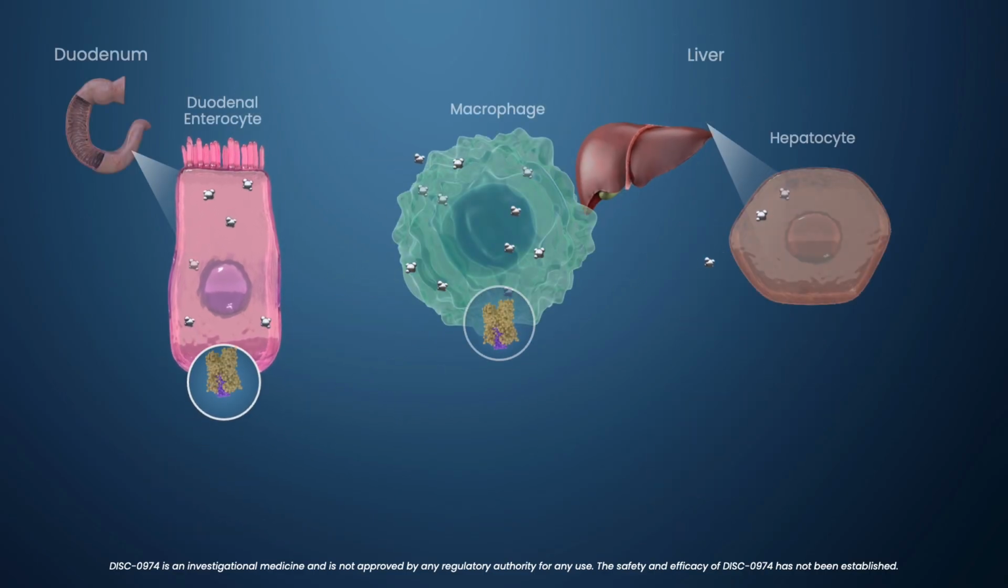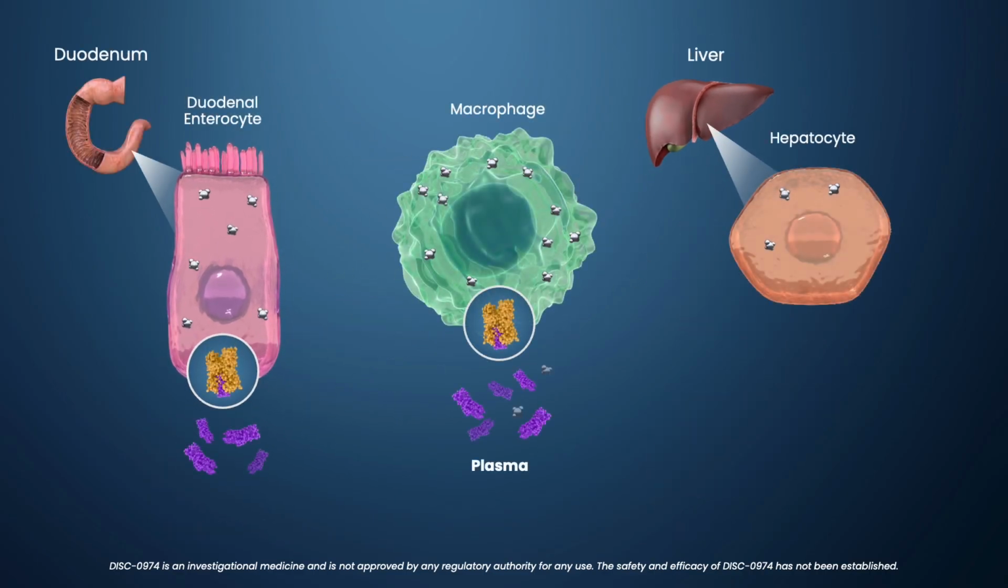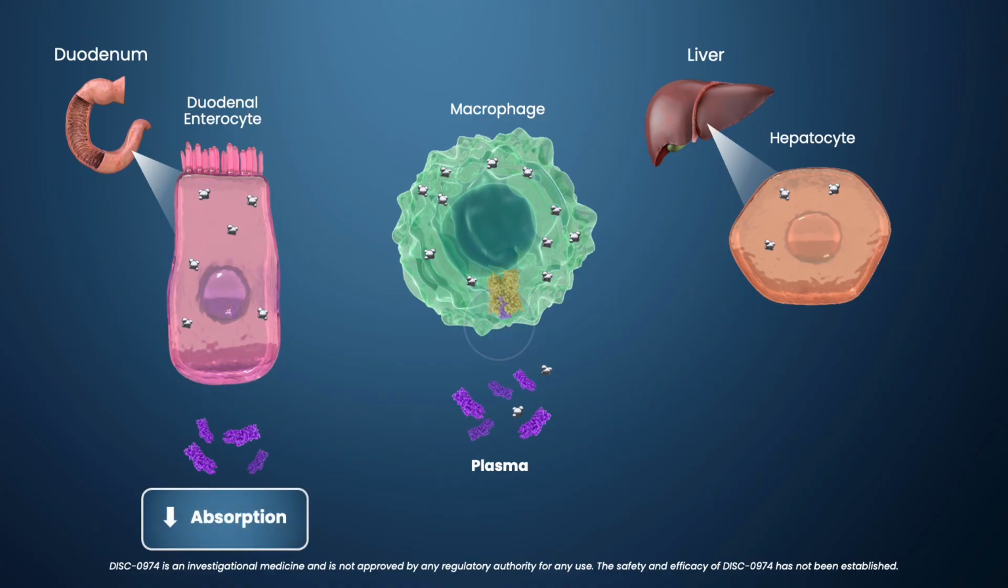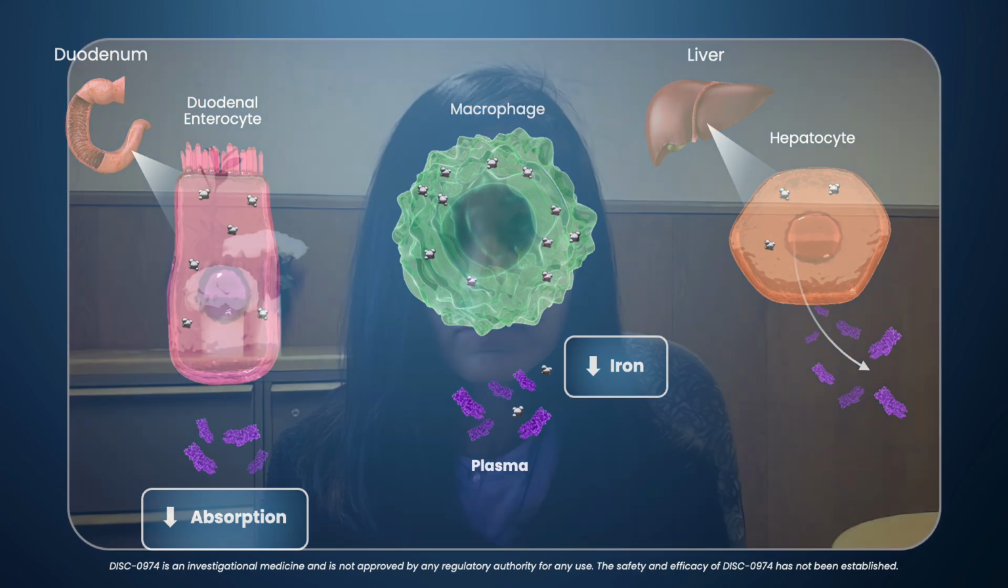Increased hepcidin contributes to anemia primarily by reducing the intestinal absorption of dietary iron, preventing the release of recycled iron from macrophages into plasma, and reducing the availability of iron stored within cells of the liver. Control of hepcidin activity may have therapeutic benefit in the treatment of iron-related diseases, including anemia of inflammation.